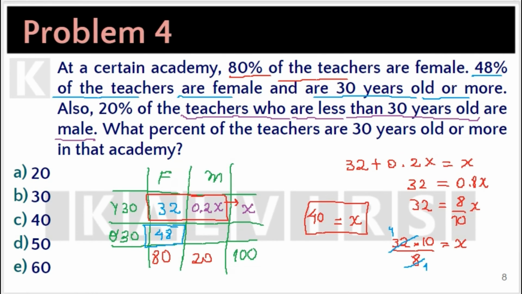Now, what percent of the teachers are 30 years old or more? 30 years old or more are right here. So if X is 40, then this is 60. Choice E is correct.